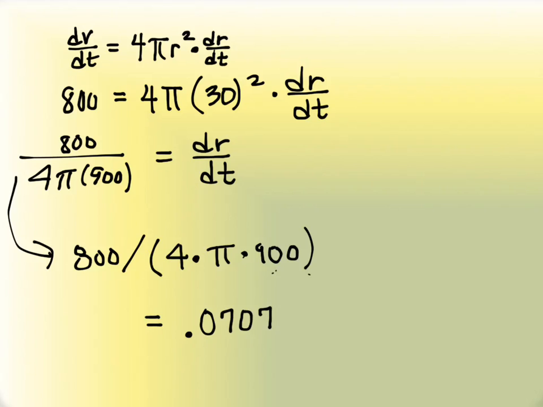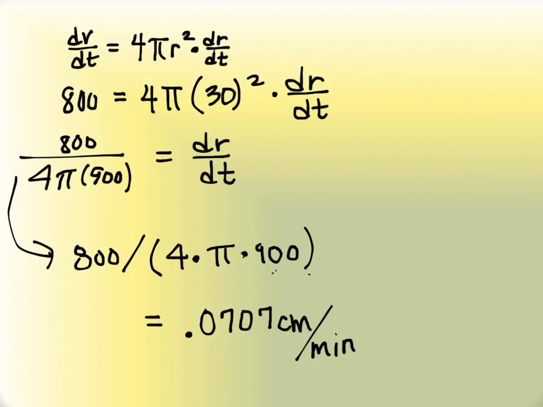0.0707. And what are the units? Centimeters per minute? Okay, any questions on that one? Did everybody have that quantity work out okay in your calculator?